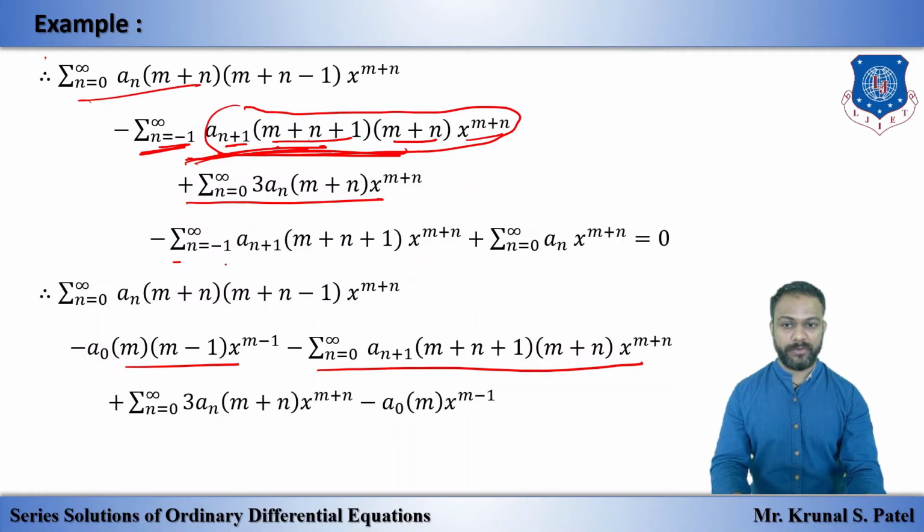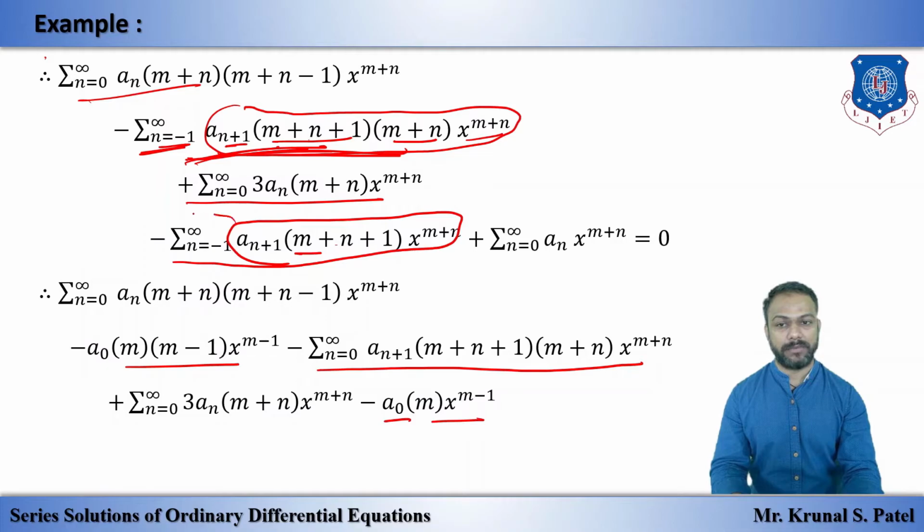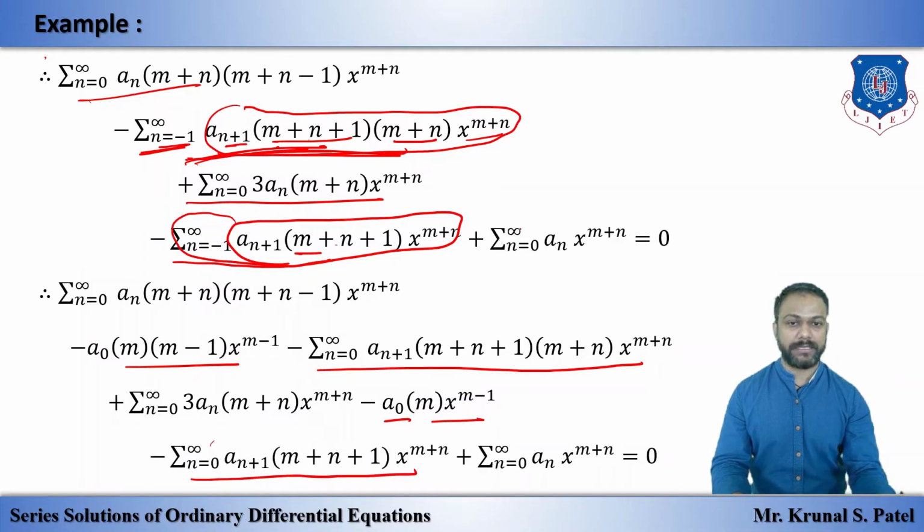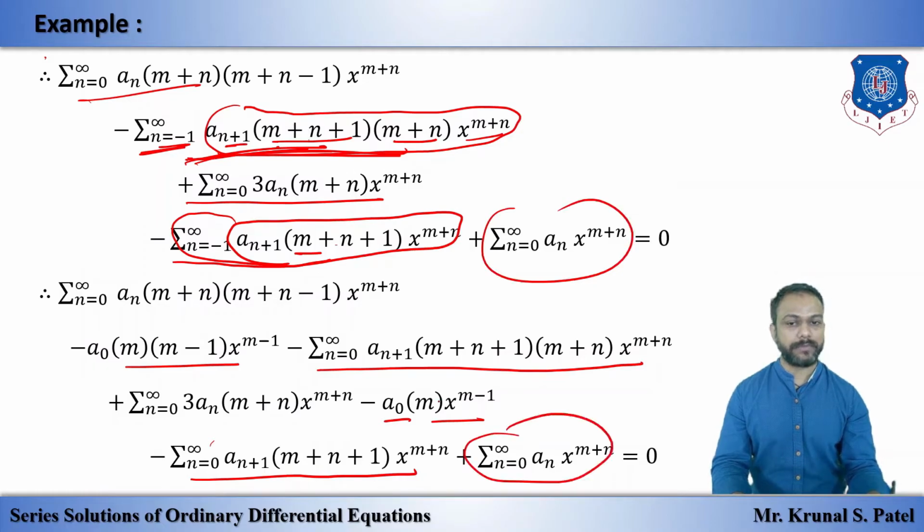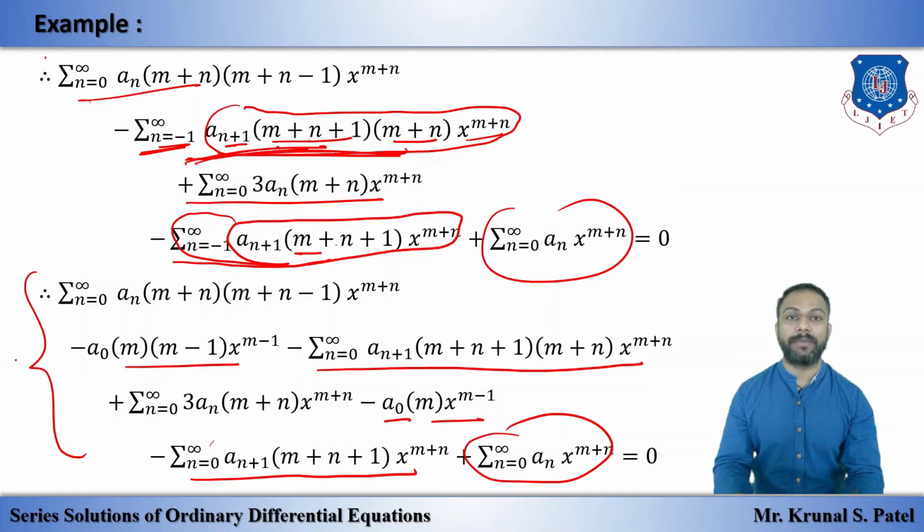Now for the fourth term we will put n equal to minus 1 in this. So a0, this one, this m, because minus 1 plus 1 is 0, and x raised to m minus 1. And this entire term will start with n equal to 0, this one. And this last term is as it is. Okay, so this is our make limit of sigma equal, that means the fifth step.